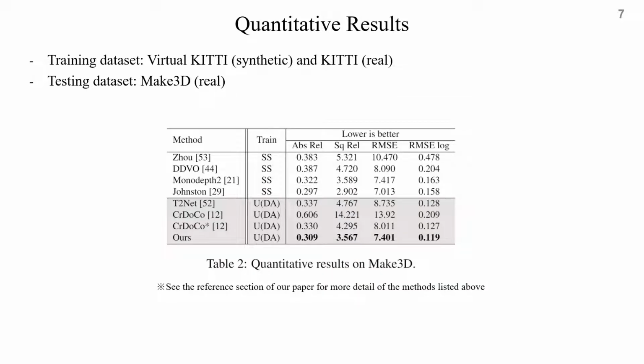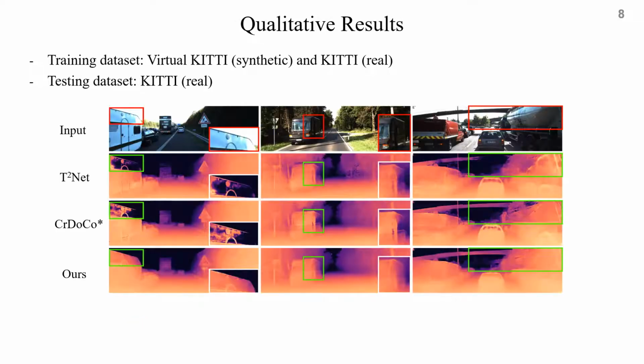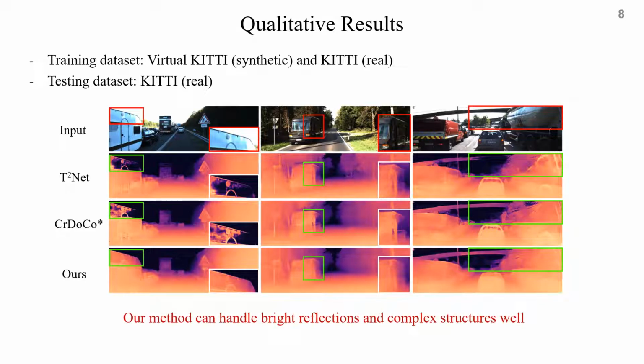We also evaluate our method on Make3D dataset. In this experiment, we didn't retrain method on Make3D. Again, our method outperforms all previous methods in all metrics. We also show the qualitative result on KITTI. Compared to previous method, our method can handle brighter reflections and complex structures well.